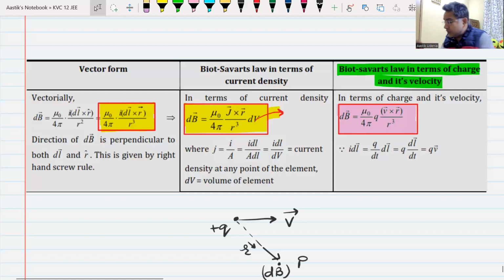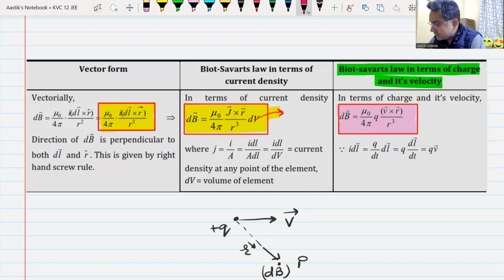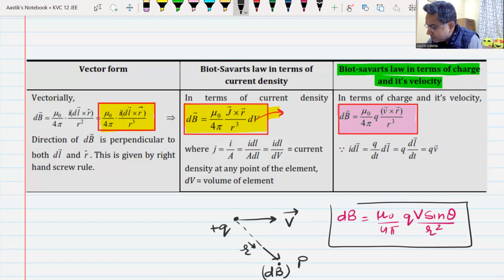Okay, so as I was telling you, you can also write the scalar form of this equation. The scalar form looks like this: dB equals mu naught by 4 pi, q v sine theta divided by r square. That will give you the magnitude of the magnetic field. What is theta here? Theta here would be the angle between v vector and r vector.